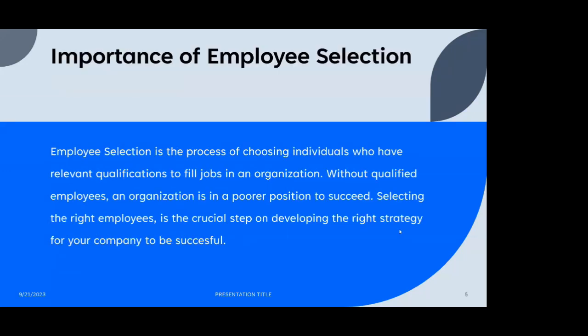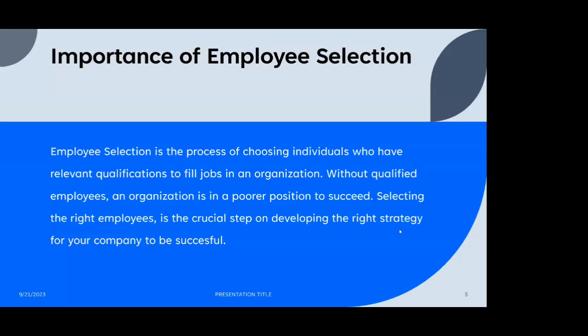Why is employee selection important? Employee selection, as we talked before, is the process of choosing individuals who have relevant qualifications to fill jobs in an organization. But what is the importance of all this selection and all this process? The importance is that without qualified employees, an organization is in a poor position to succeed.